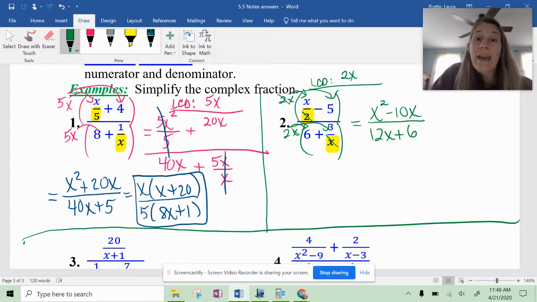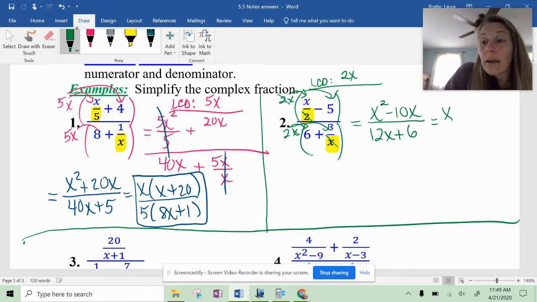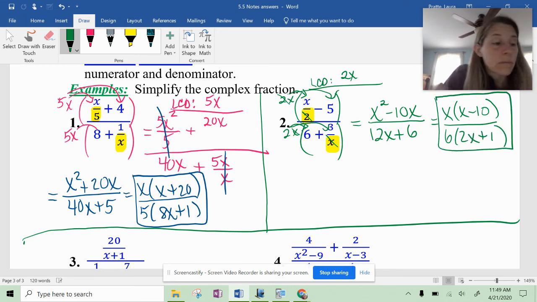Now we're just factoring and canceling if it's possible. So in the numerator here, I can divide out an x. That's my GCF. On the bottom, I can take out a 6. Still doesn't help us cancel anything. So that's my answer for number 2.